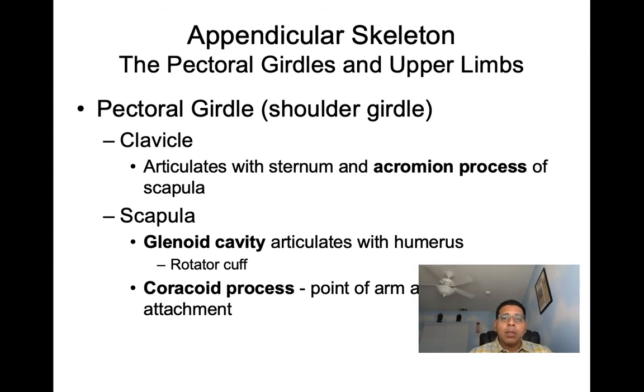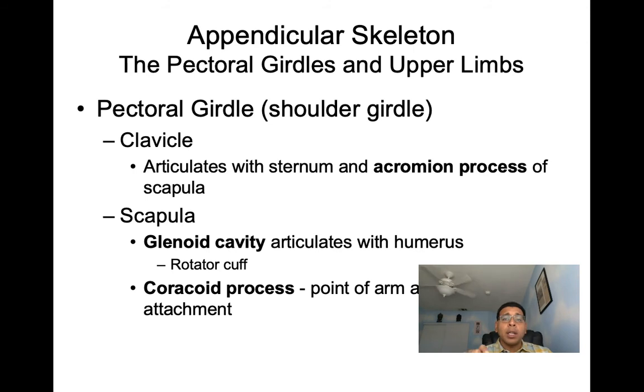The scapula also contains a finger-like projection. This finger-like projection is called the coracoid process, and it's going to serve as an attachment site for muscles of the arm and the chest. The glenoid cavity of the scapula is going to articulate with the head of the humerus, which is going to be a single long bone of the arm.